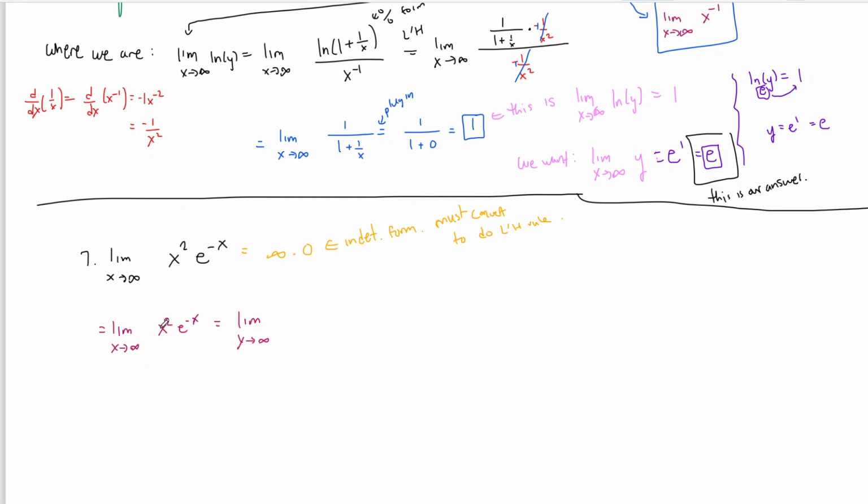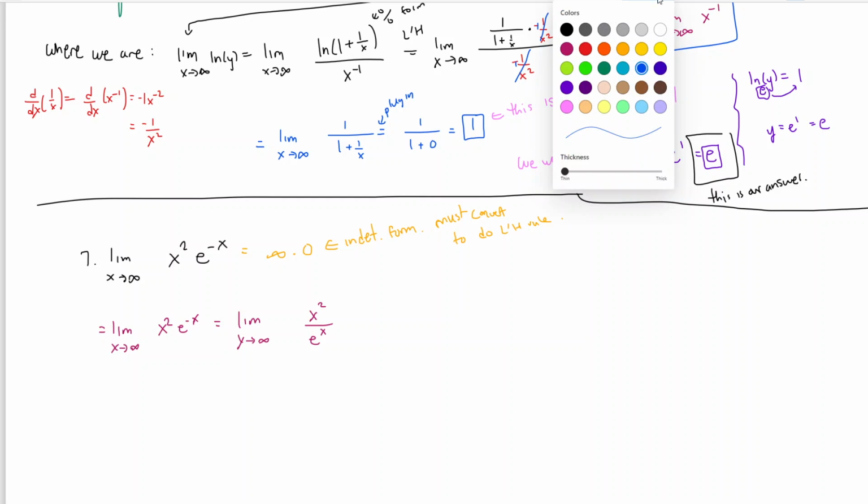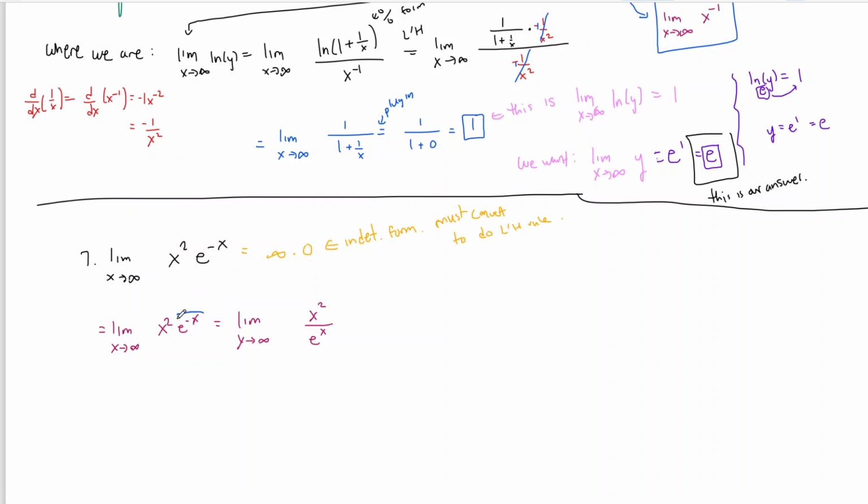Because when you bring it down, the exponent switches signs. Well, x squared is already a positive exponent, so I'm going to leave that one up. But I'm going to bring the e to the negative x down, because when I bring it down, it'll make the exponent switch signs to a positive x. I'm going to bring that one down, and that's just going to make it easier. All right, so we bring this one down.